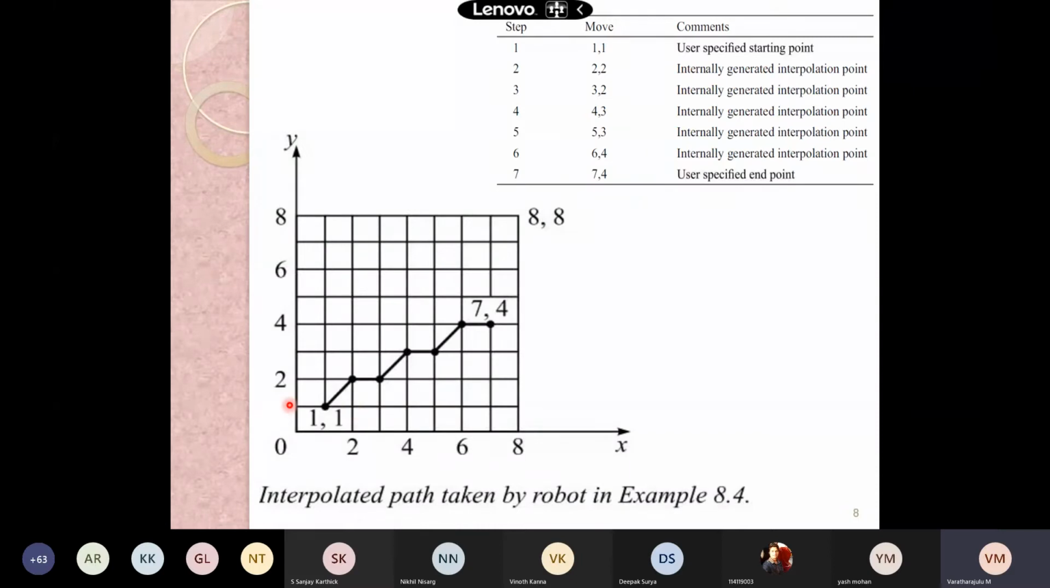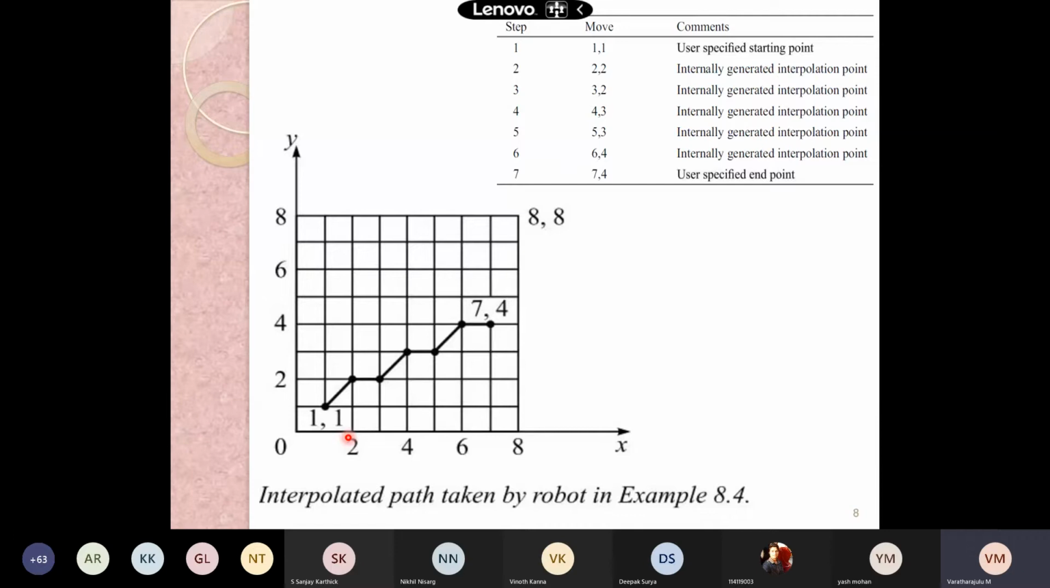And see, from 1 1 to 7 4, what happens is it moves to 2 2, and then 3 2, and then 4 3, and then 5 3, and then 6 4, and then 7 4. This is how they move from 1 1 to 7 4. As we are aware of the starting and ending point, the computer takes internally generated interpolation points, and this is the shortest route taken by the computer itself.